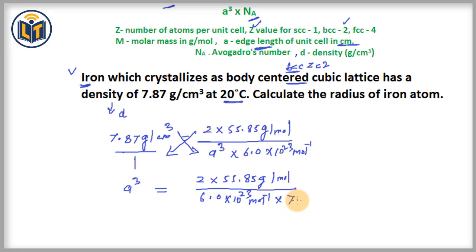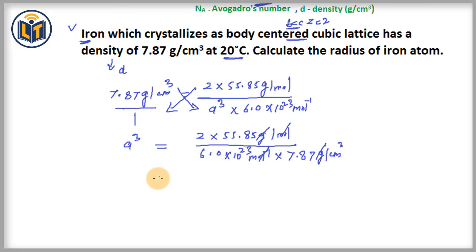Here we have 7.87, and it is gram per centimeter cube. Now we can cancel the same units. Mole per mole will cancel out, gram will cancel out, and centimeter cube will go up. As a result, we get the unit of volume of unit cell as centimeter cube. Now let's do the calculation. We multiply the top numbers, and we multiply the bottom numbers, and we divide them.